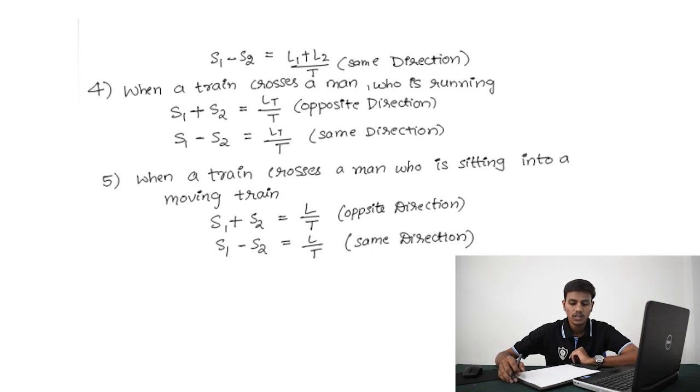And the fifth case, when a train crosses a man who is sitting in a moving train, which may be in the same or opposite direction. We have the formula: speed of train plus speed of another train is equal to length of the train divided by time, in the opposite direction. We are not considering the length of the other train because we are concentrating only on the man inside the train. And speed of one train minus speed of another train is equal to length of the train divided by time, for the same direction.